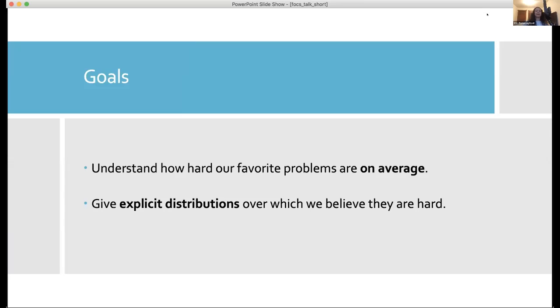Okay, good. So let's just start by defining our goals. We want to understand how hard our problems are on average, and we want to give explicit distributions over which we believe they are hard.